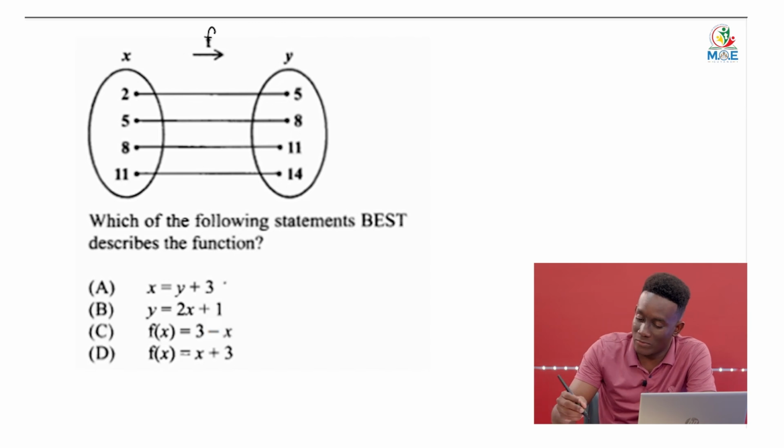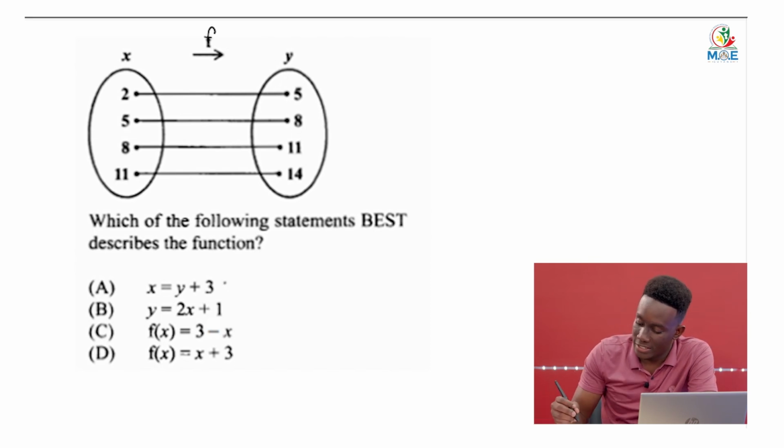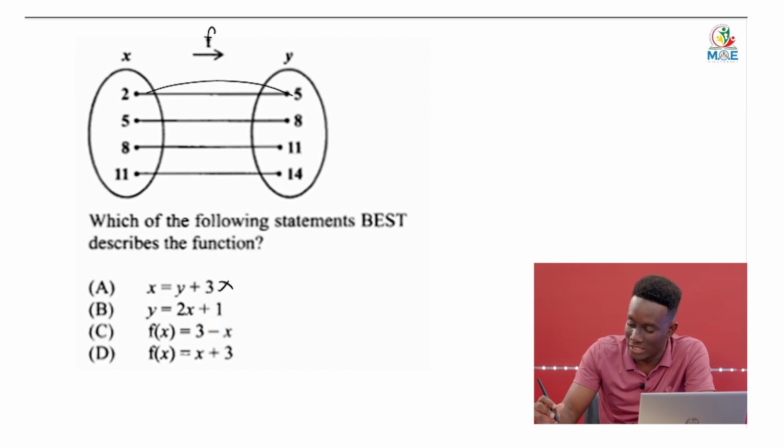First of all, we see x is mapped onto y. So the thing should be y is equal to, or f of x is equal to. So let's see. We see this one is out because when this is mapped onto this, it will not give you x, it will give you a y value. So this one is out.